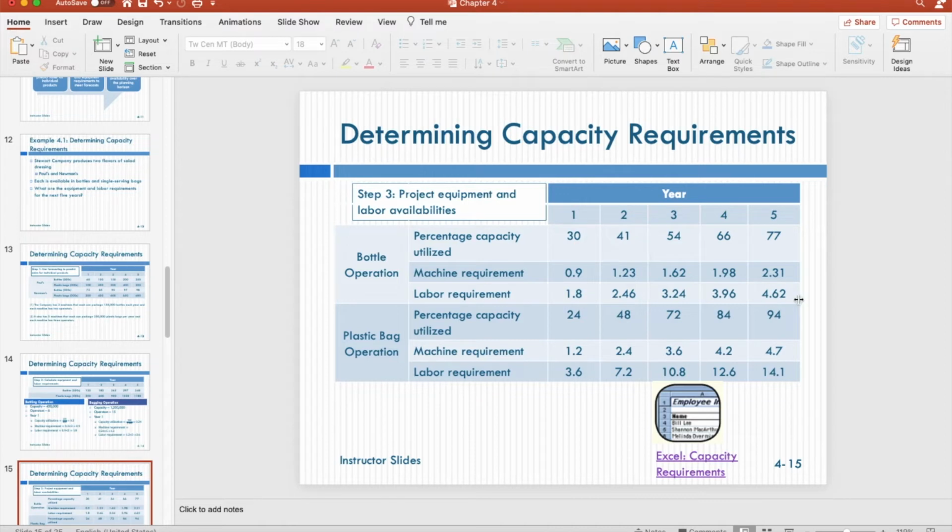That's fine. Similarly here, if you look at the plastic bag operation, the utilization percentage is also increasing, starting from year 1 to year 5. Probably this product is good from the customer's point of view. So that's why many customers are actually using this product.